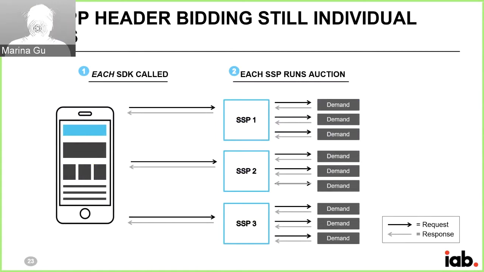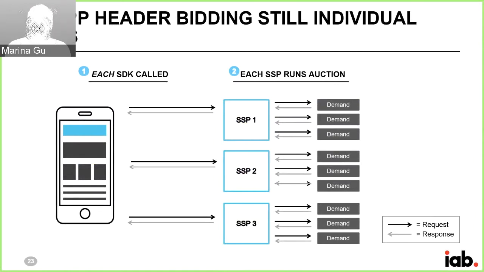And so they get the real-time willingness to pay from their buyers by running their auction in real time, and they submit that real-time willingness to pay back to the app, who then says, okay, SSP2 had the highest bid, and I'm going to pass that highest bid to the ad server.